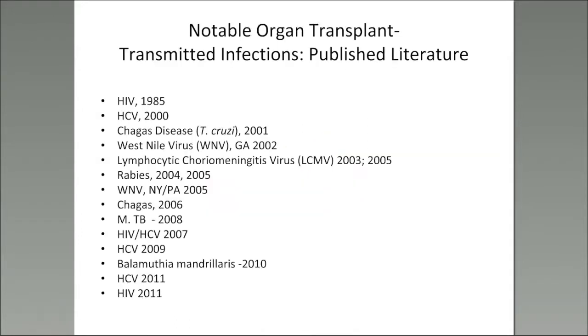The literature is full of examples of donor-derived infection transmission, and many of these first descriptions are in the New England Journal and include some of the viruses that I've discussed. But there have been many transmissions, and I haven't listed all the recent ones, but there have been many transmissions of hepatitis C reported in the literature, and a handful of HIV transmissions.